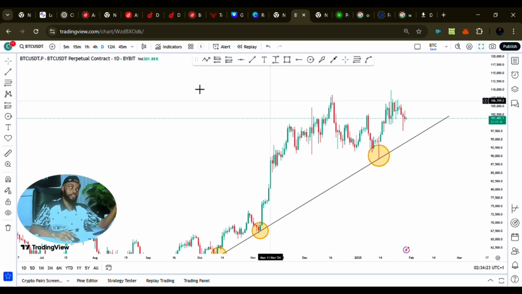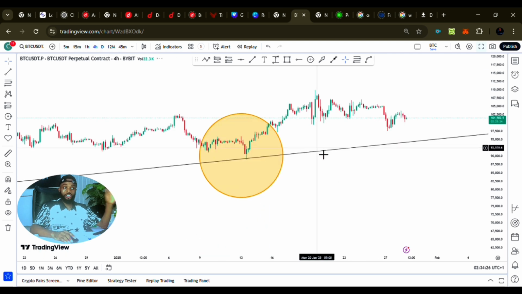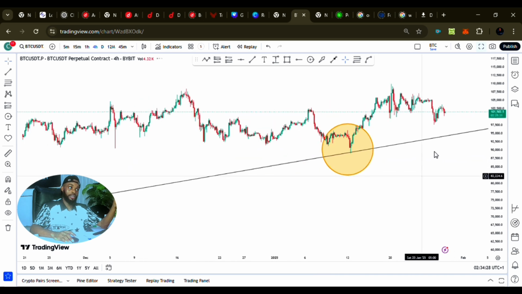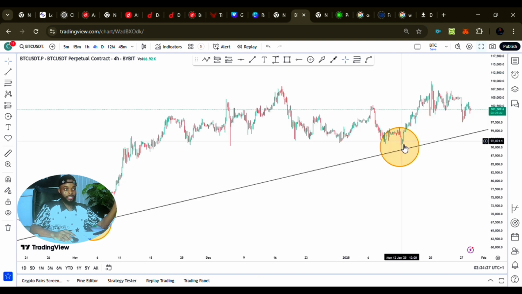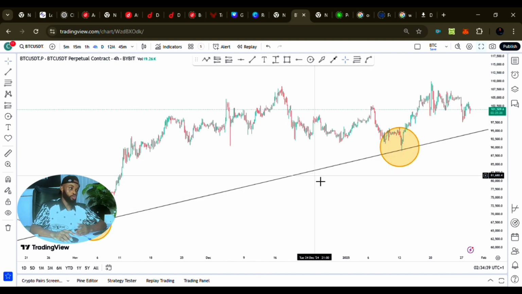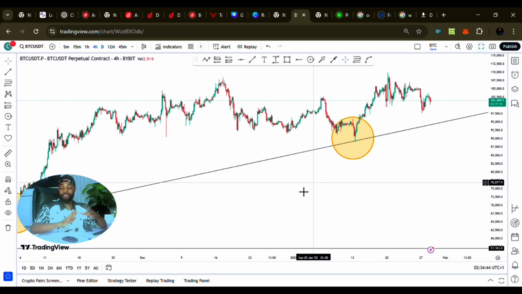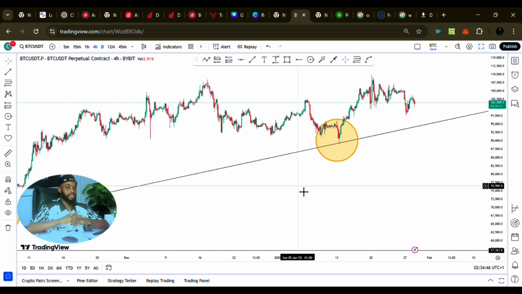You now go to the 4 hour time frame for further clarification of the overall trend. As you can see, whenever BTC comes to this trend line, it bounces off, going upwards. The trend line is going upward. So this already signifies that BTC USDT is still bullish. We are in the bullish trend.